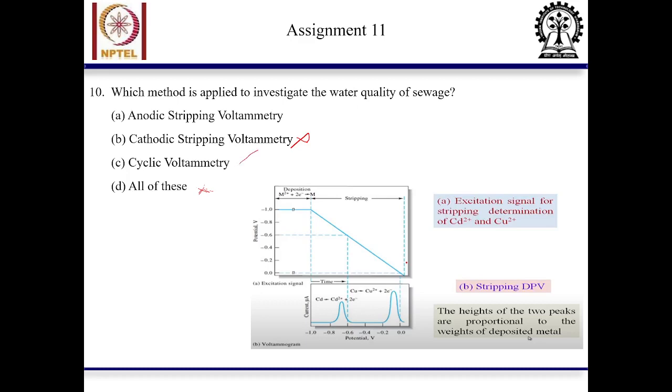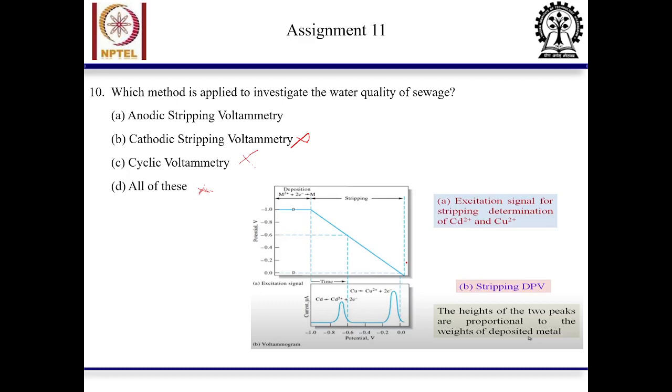But the concentration of these metals, like lead 2 plus and the others, is very small, so we can't detect them with CV. Even the CV peak will be a very small peak current, so you don't know whether it is coming from electron transfer or capacitive current. So we rule out this option, and all of these also get cut out.